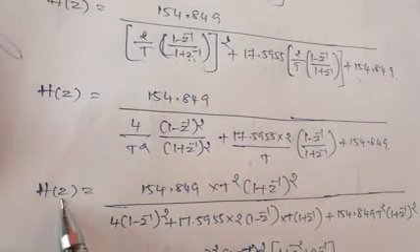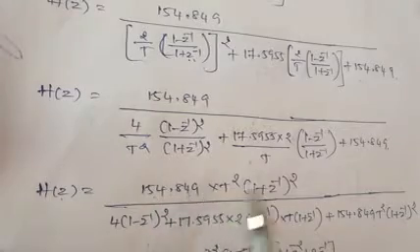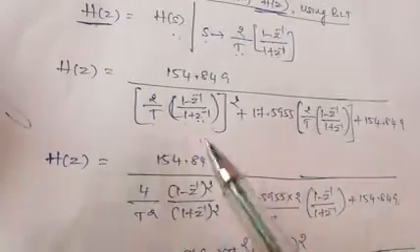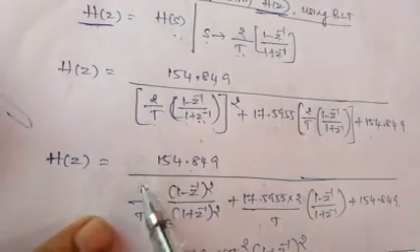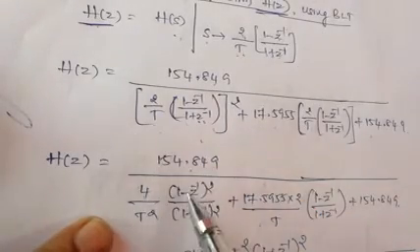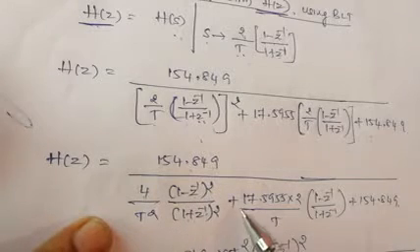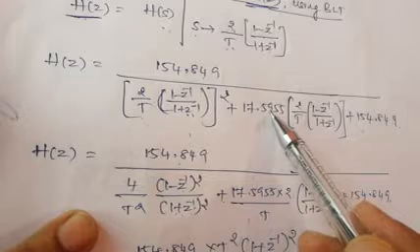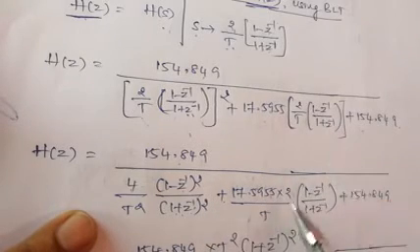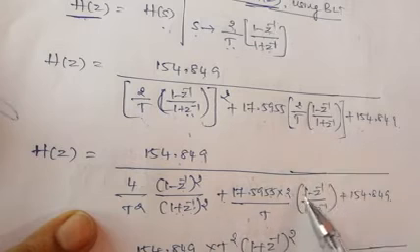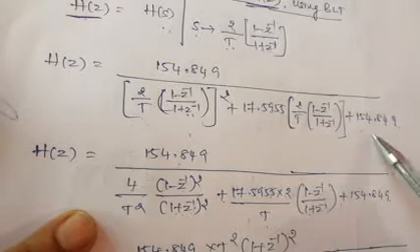So we got H(z) equal to 154.849. See here, after this step, numerator is as it is. 2 square means 4, T square, (1 minus z to the power minus 1) whole square divided by (1 plus z to the power minus 1) whole square, plus 17.595 as it is, 2 multiplied by 2 divided by T, (1 minus z to the power minus 1) divided by (1 plus z to the power minus 1), plus this much.